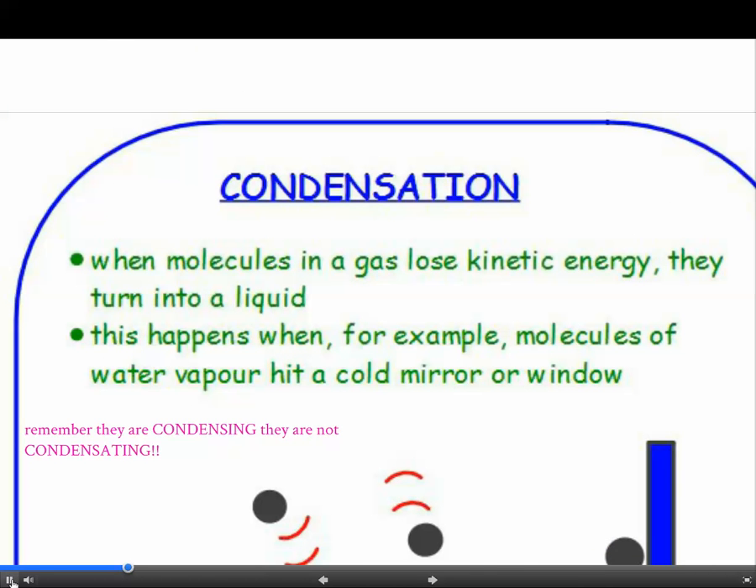Condensation. When molecules in a gas lose kinetic energy, they turn into a liquid, and this happens when, for example, molecules of water vapour hit a cold mirror or window.